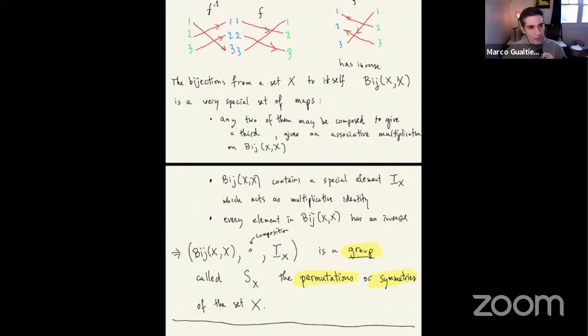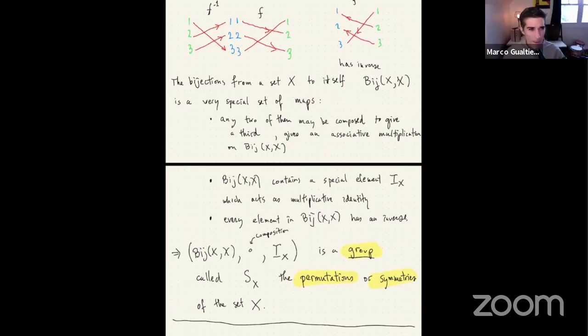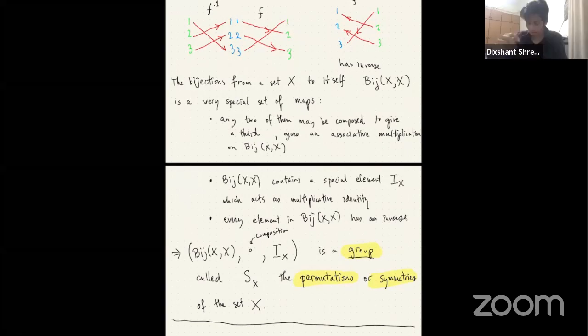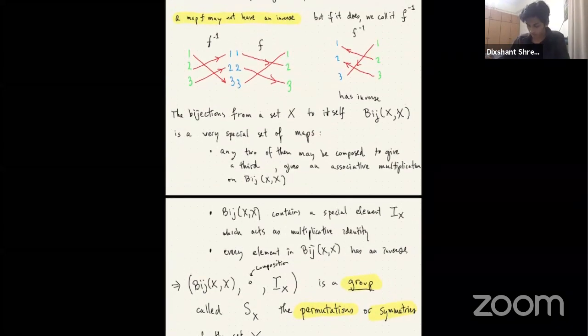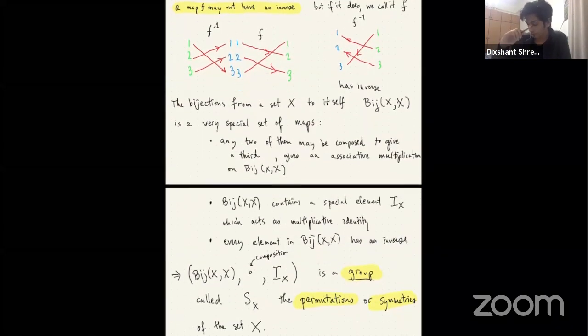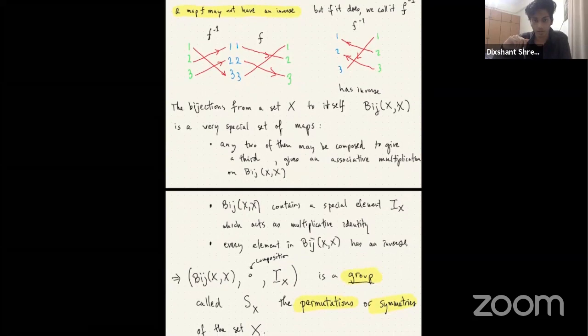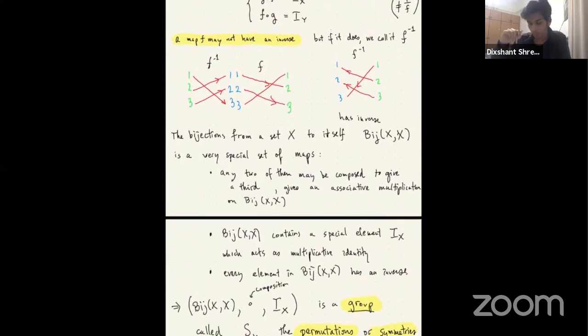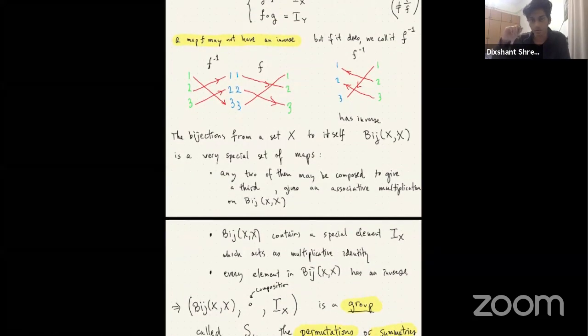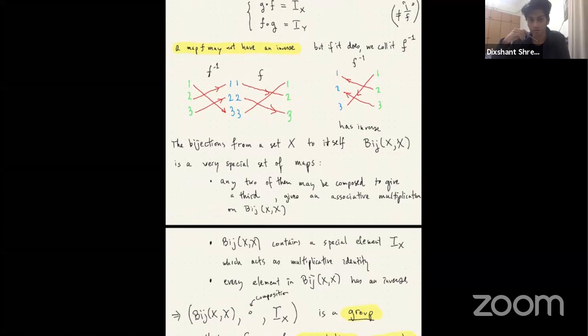Okay. Any questions? So Dixshant has a question. Yeah, go ahead. I have two questions on the last two statements you have written. One of them being that you said that any two of them may be composed to give a third, and that's an associative multiplicative identity. Could you give an example in terms of the 1, 2, 3 set mapping to the 1, 2, 3 set we did over there for clarification of what you meant?